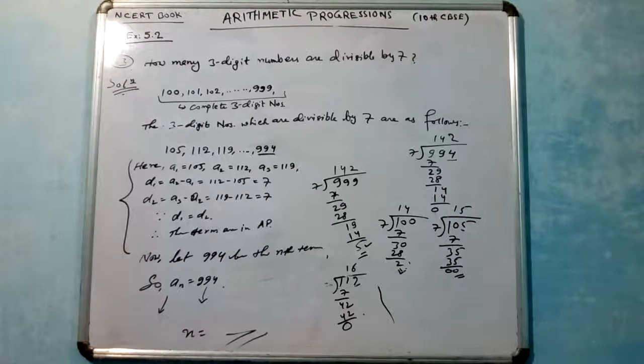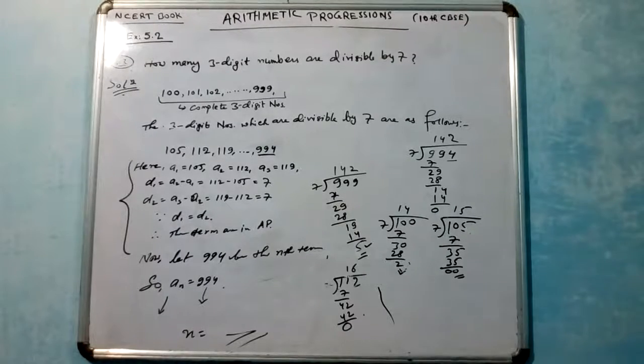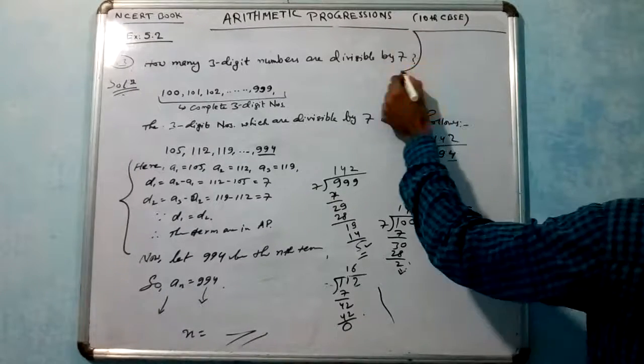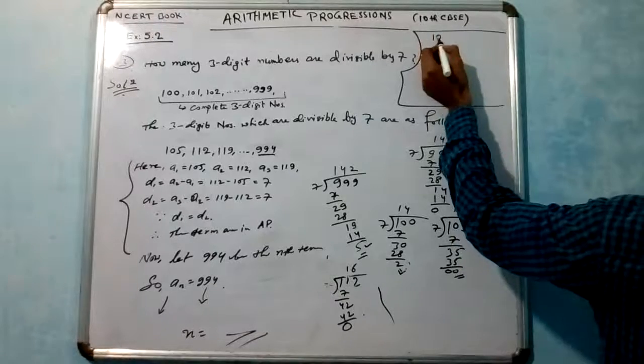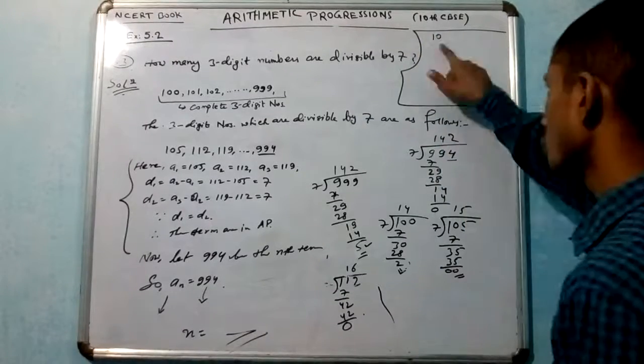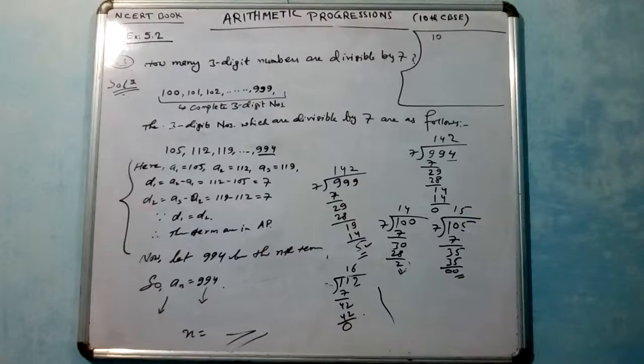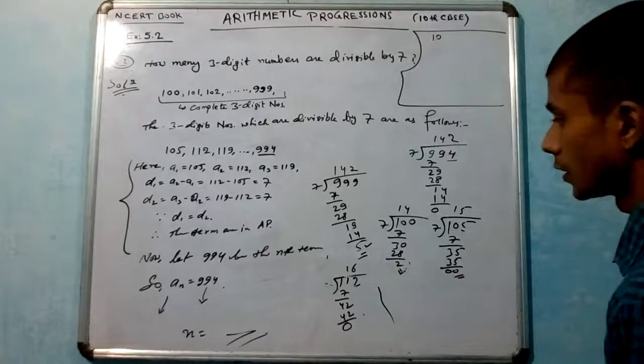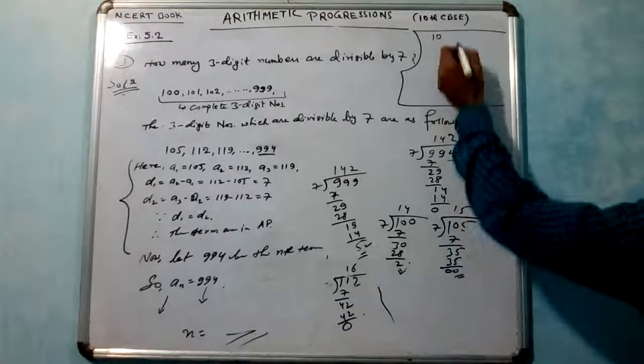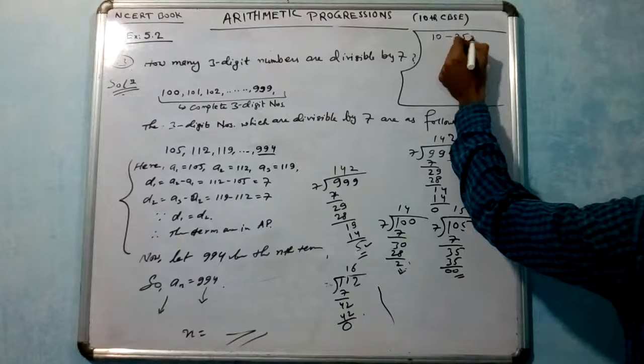Next question, you see, how many multiples of 4 lie between 10 and 250? 14th one. How many multiples of 4 lie between 10 and 250? See here, between 10 and 250. Is it asking from 10 to 250? There is a difference. If it says between 10 and 250, what does it mean?